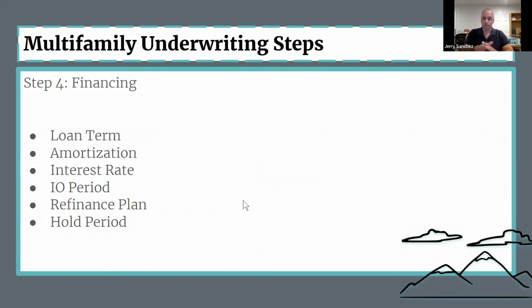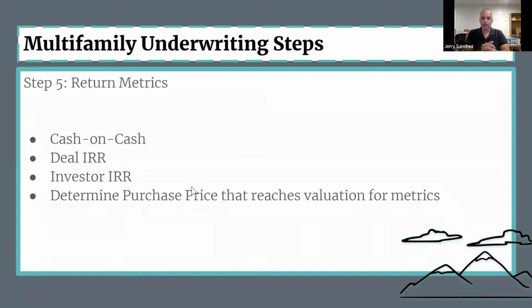Step 4, which is very obviously a hot topic right now, is finance, and what goes into that are the loan term, amortizations, interest rates, which is again, as rates are rising right now, very important. Interest-only periods, your refinance plans, and how long you plan to hold will also determine which type of financing you're going to want to choose. And finally, step 5 is your return metrics.